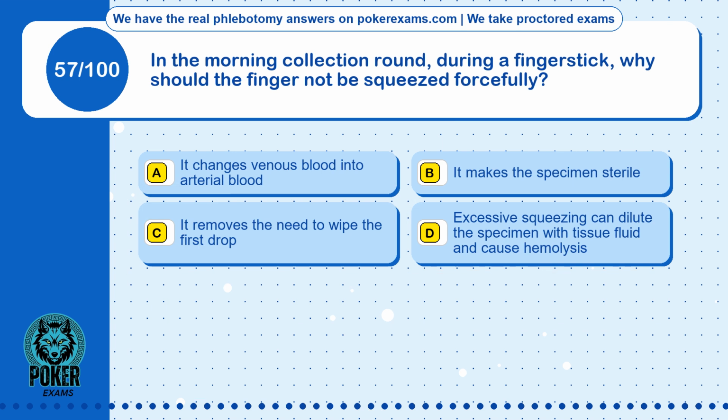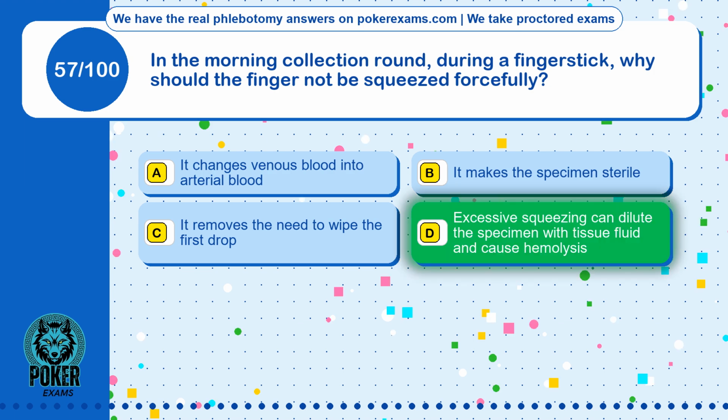Question 57. In the morning collection round, during a finger stick, why should the finger not be squeezed forcefully? Option A. It changes venous blood into arterial blood. Option B. It makes the specimen sterile. Option C. It removes the need to wipe the first drop. Option D. Excessive squeezing can dilute the specimen with tissue fluid and cause hemolysis.